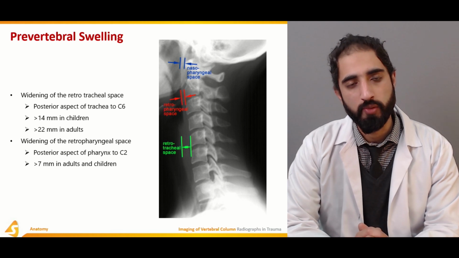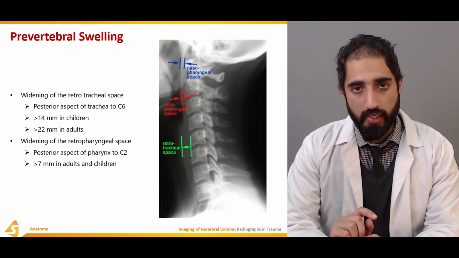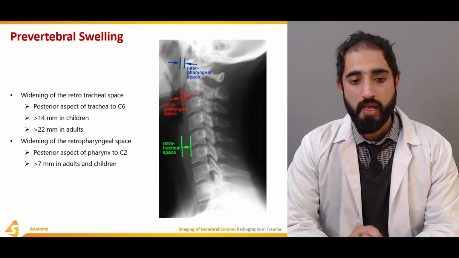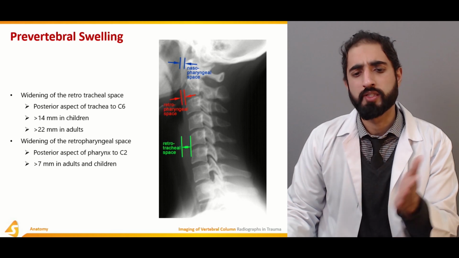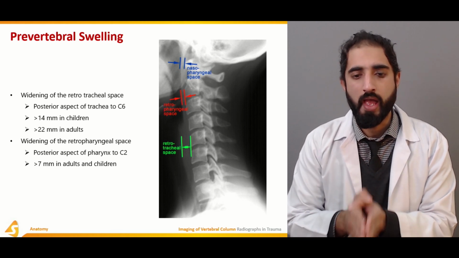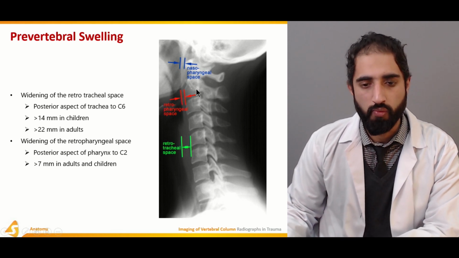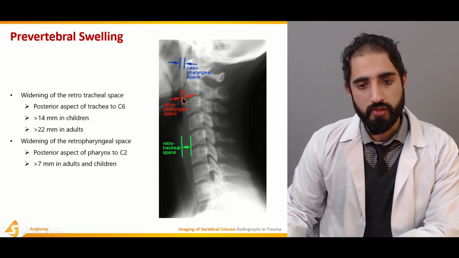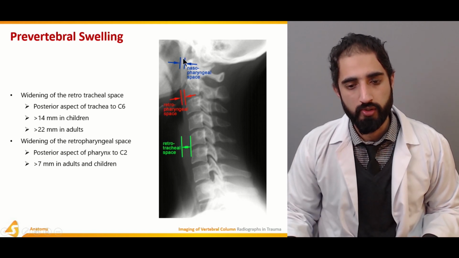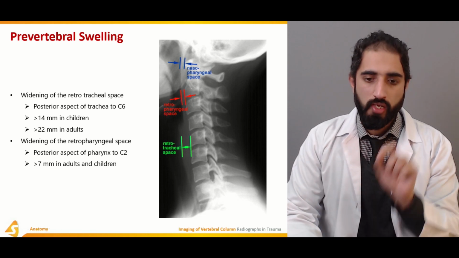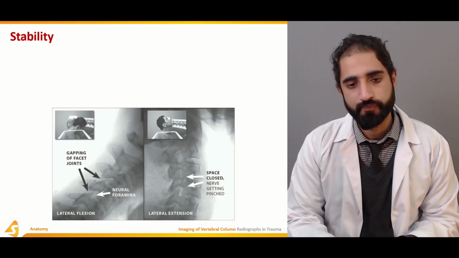The prevertebral swelling can also be present at the retropharyngeal space, and widening of the retropharyngeal space is diagnosed if it is greater than 7 millimeters in adults and children. What is the retropharyngeal space? It is the space between the C2 vertebra and the pharynx. So here we have the pharynx, here we have C1 and C2, and we have this retropharyngeal space. We also have a space known as the nasopharyngeal space, which is superior to the retropharyngeal space. So by looking at the retrotracheal space and retropharyngeal space, we can look for prevertebral swelling.